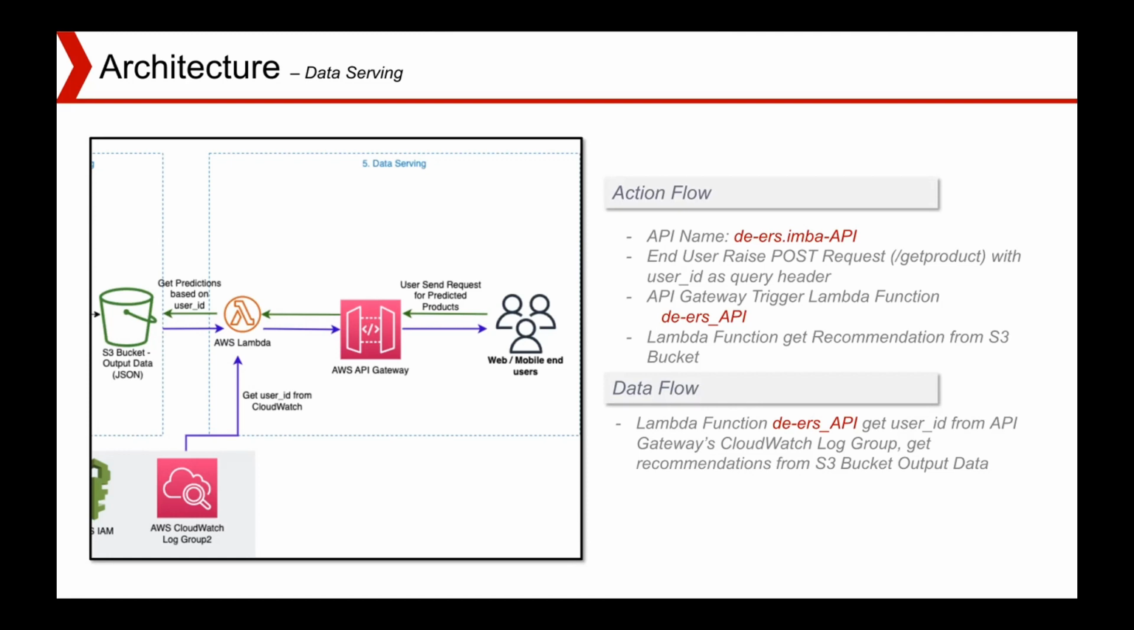And then the Lambda function will be triggered when there's an incoming API call. It fetches the user ID from the CloudWatch log group, searches for the latest JSON file from the S3 bucket, and reads the file to get the recommended product IDs. And finally, the Lambda function returns the product IDs back to the API gateway and they are received by the backend developer. Next page.